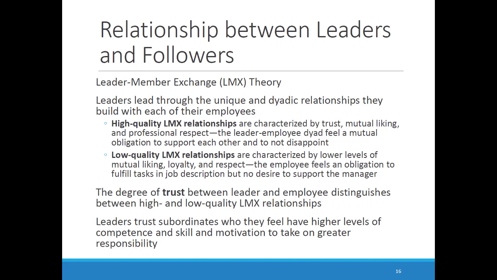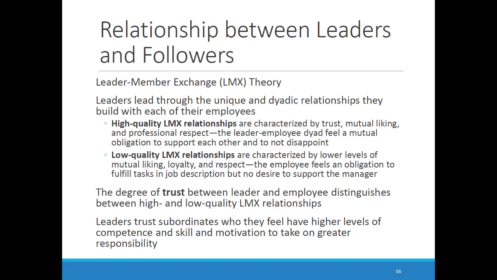Okay, so the next theory that we'll talk about is called leader-member exchange theory. And leader-member exchange theory is also sometimes abbreviated as LMX. And leader-member exchange theory is all about the relationship between leaders and their followers. This is a very popular theory in IO psychology. And it basically says that leaders end up having unique relationships between themselves and their subordinates or their followers.